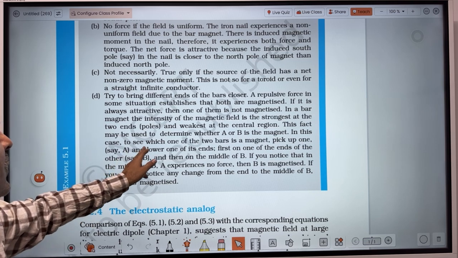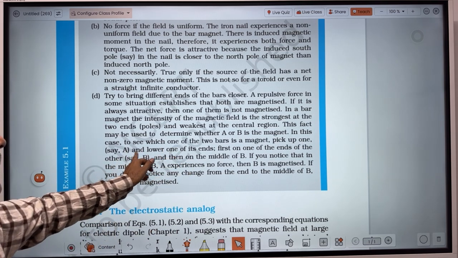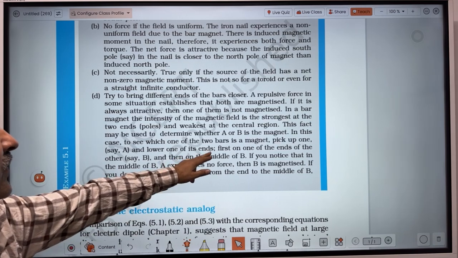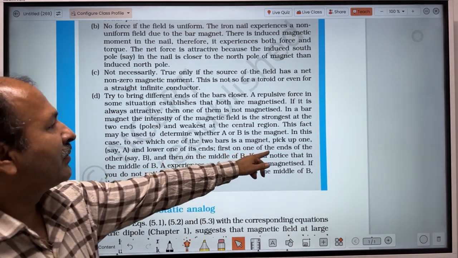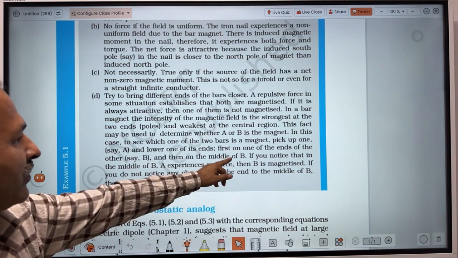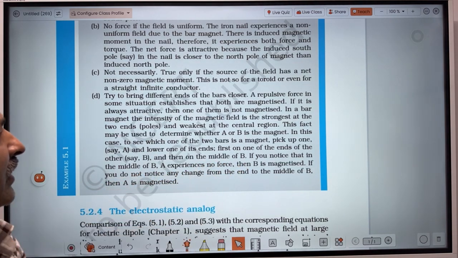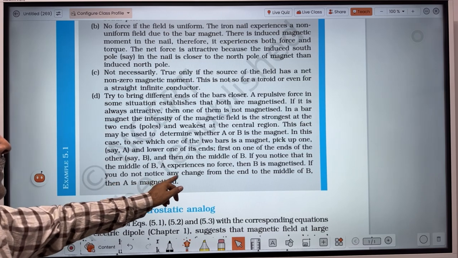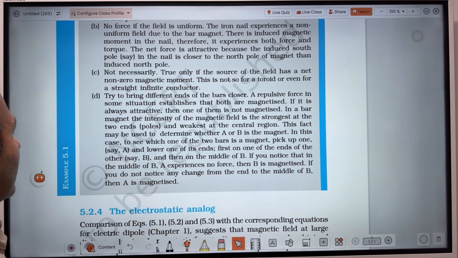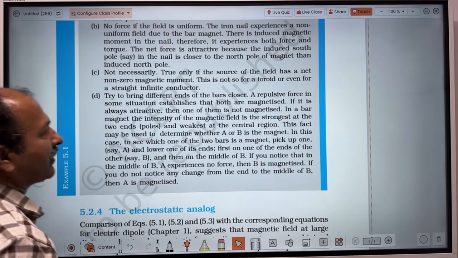In this case, to see which of the two bars is a magnet, pick up one, say A, and lower one of its ends first on one of the ends of the other, and then on the middle of B. If you notice that in the middle of B, A experiences no force, then B is magnetized. If you do not notice any change from N to the middle of B, then I think you have not understood. So I am going to explain it.